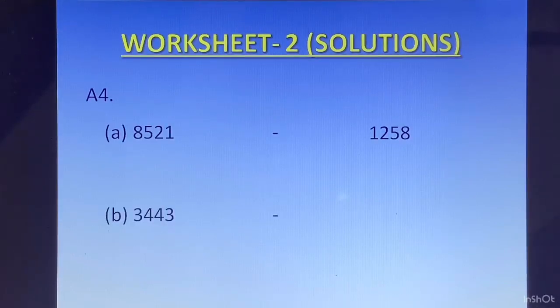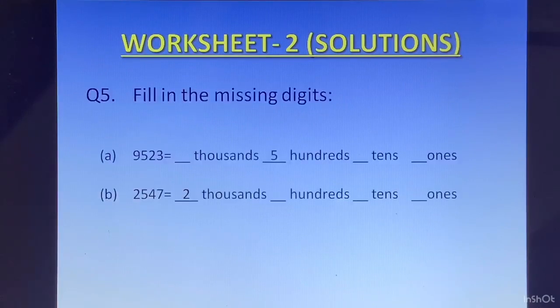B part, 3443. If we reverse the digits, again we will get the same number. So this is a magic number. 3443. Question 5. Fill in the missing digits.